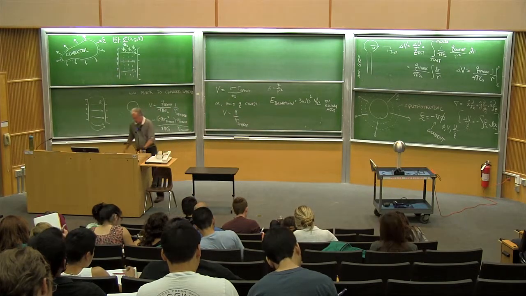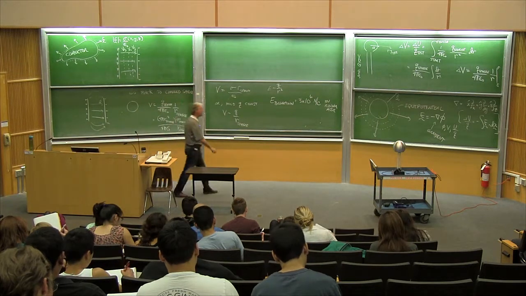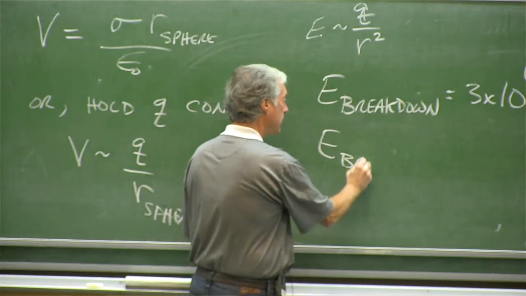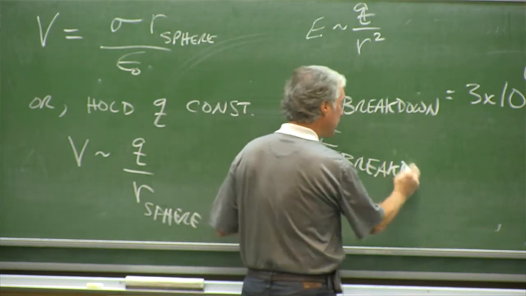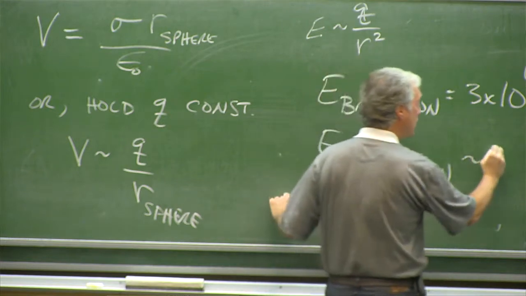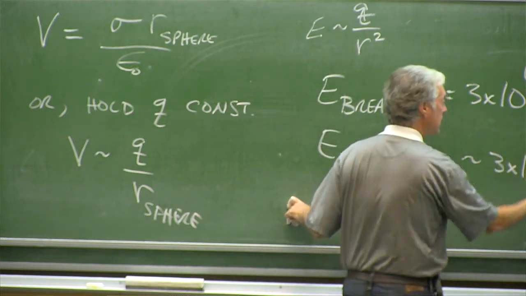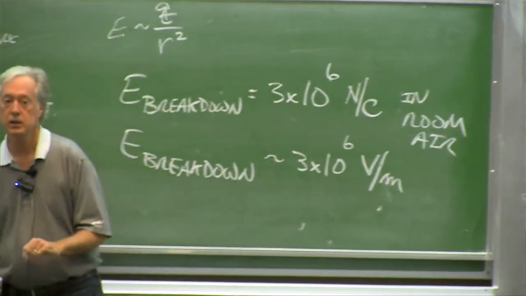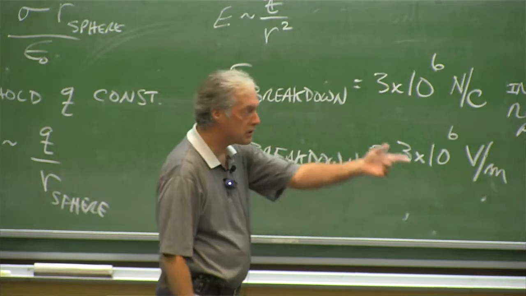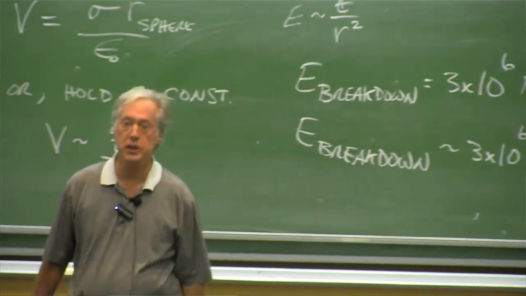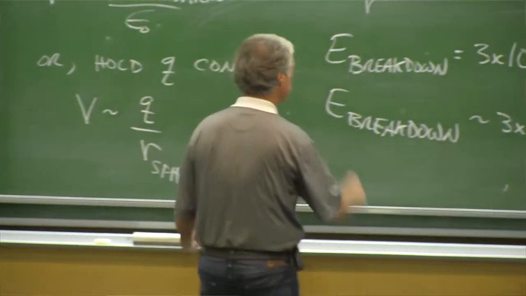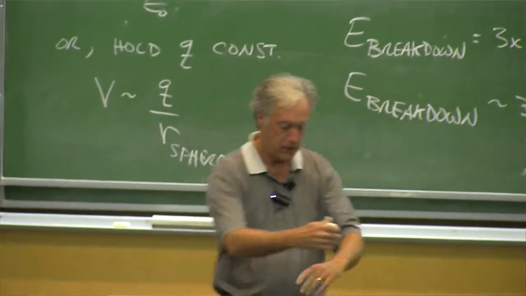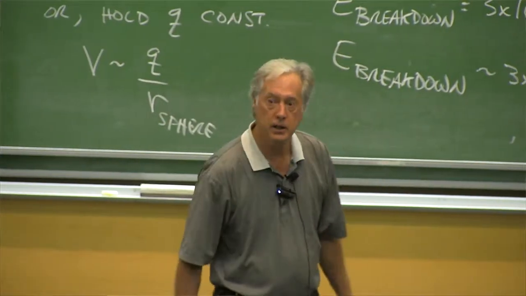So if we put enough charge on and make this small enough, E breakdown is instead written more commonly as 3 times 10 to the 6th volts per meter. And volts are the units of potential energy per unit charge. You can make this thing break down the air, and that's what made the sparks that we experienced.